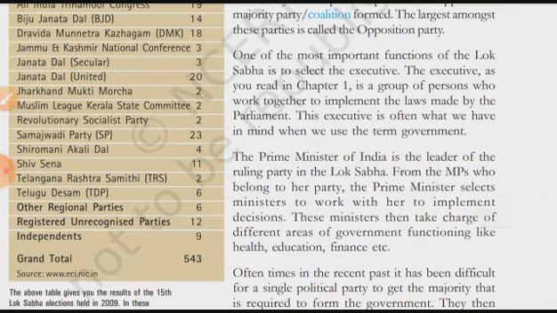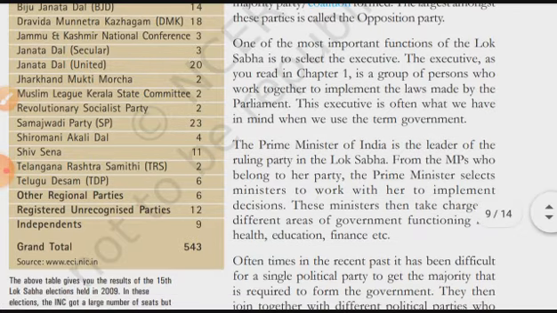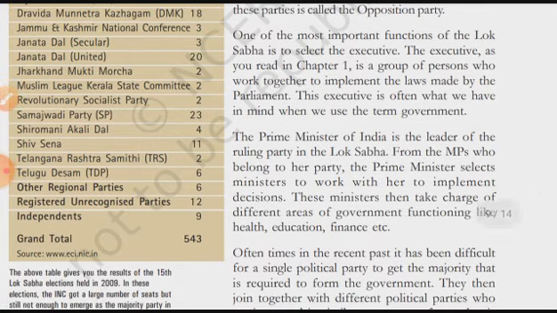The executive, as we have read in the first chapter, is a group of persons who work together to implement the laws made by the parliament. The executive is often what we have in mind when we use the term government. When we think about the government, definitely the name of the prime minister, the council of ministers, and other ministers will come to our mind. Same like this, these members work together to implement the laws which were made by the legislative, mainly by the parliament.